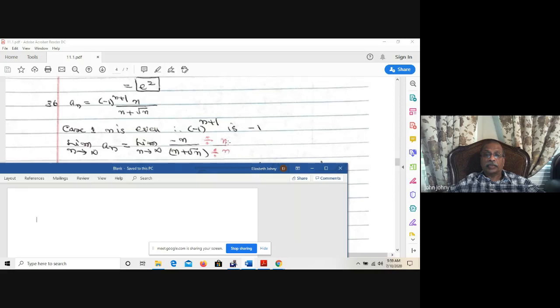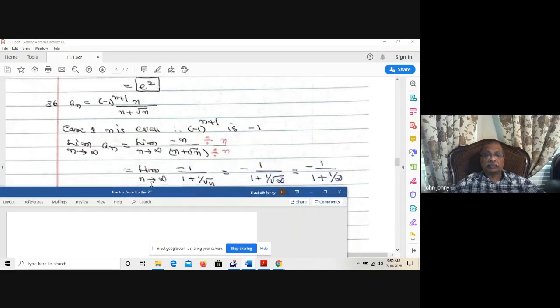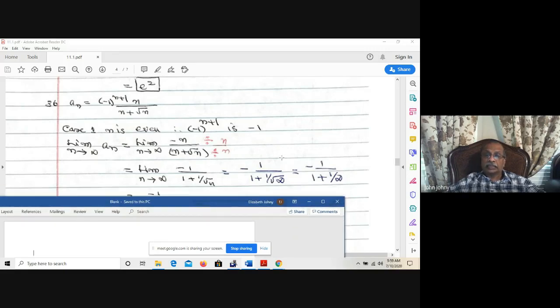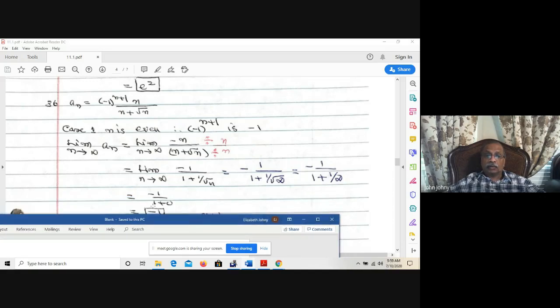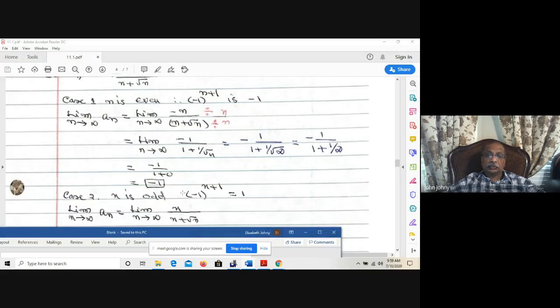Divide numerator and denominator by n. So you get the limit as n approaches infinity of negative 1 over 1 plus 1 over square root of n. Square root of n divided by n is 1 over square root of n. That is negative 1 divided by 1 plus 1 over square root of infinity, which is 1 over infinity, that is 0. So that is negative 1 over 1 plus 0. Answer is negative 1.